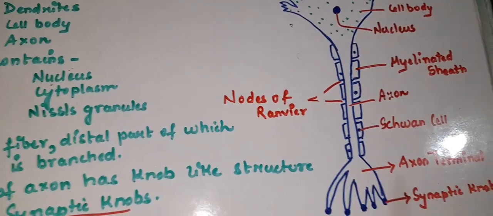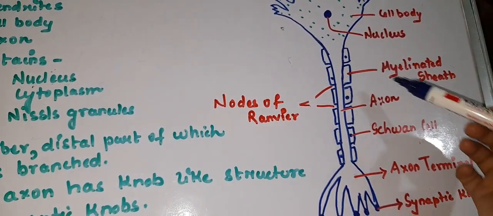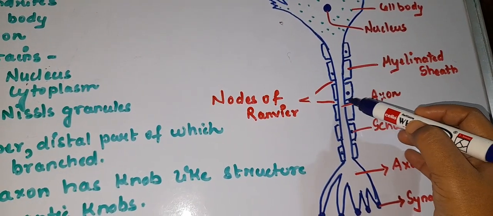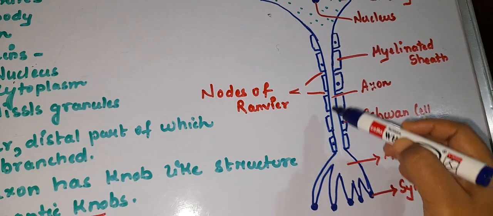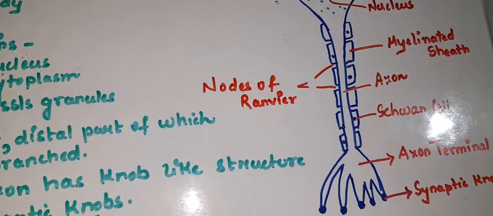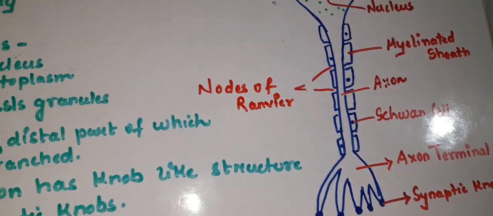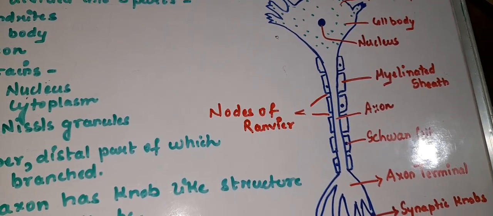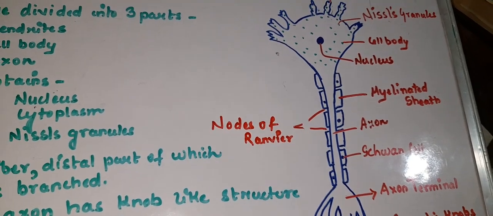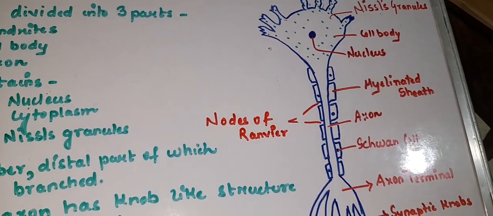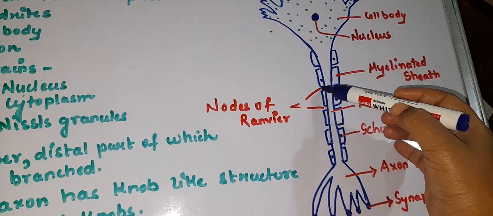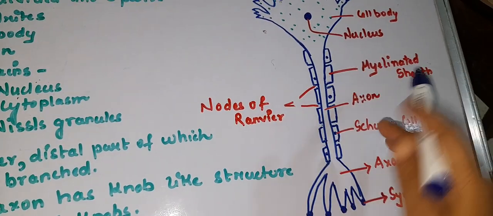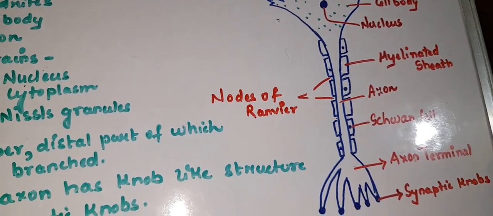Then comes the gap. If the myelin sheath is present, then there are gaps between the sheath, which you can see here. These are called the nodes of Ranvier. If you study how conduction of impulses takes place, you will understand that the nodes of Ranvier are the points where conduction takes place. It is at this point that conduction of the impulse will take place. The myelin sheath does not allow the conduction of impulse.